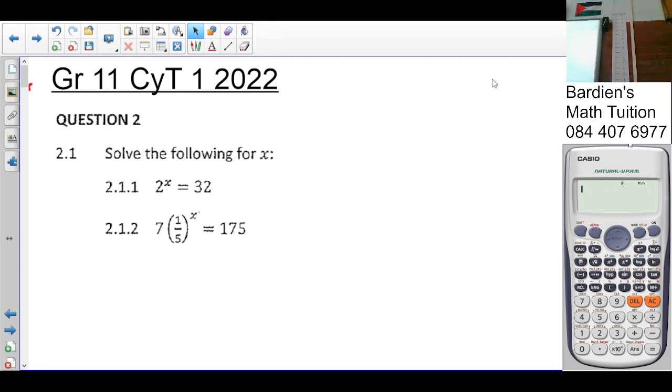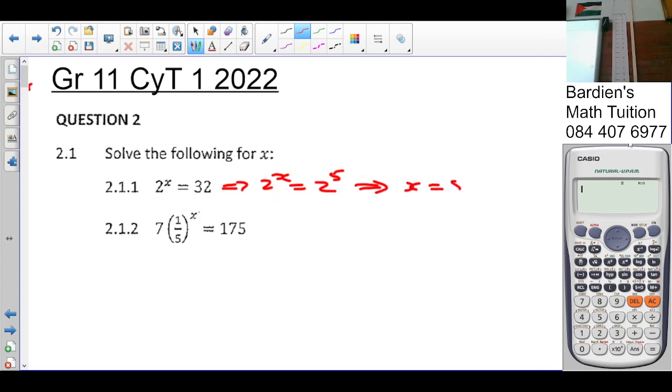Let's go here. 32, of course, can be written as 2 to the exponent 5, not so? Which implies that x is equal to 5. The next one, divide by 7 on both sides first. So 1 over 5 to the x equals 25.